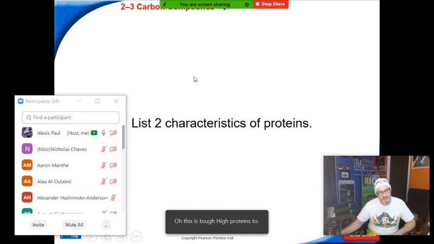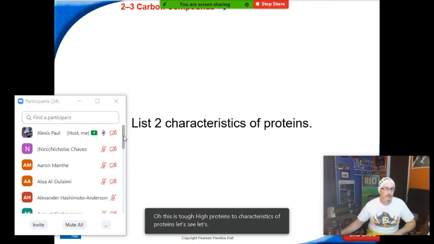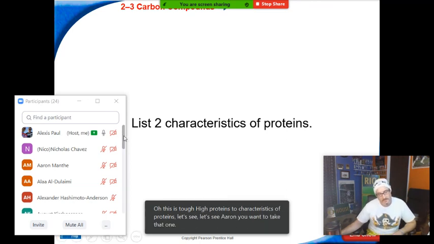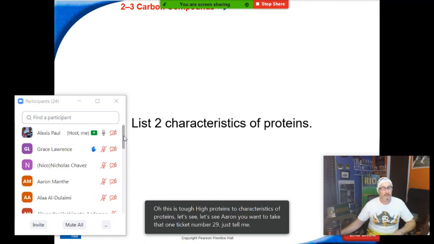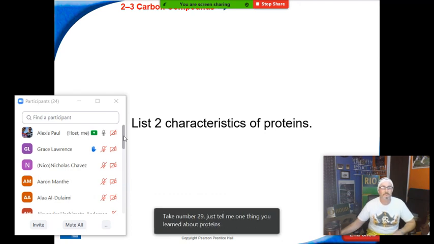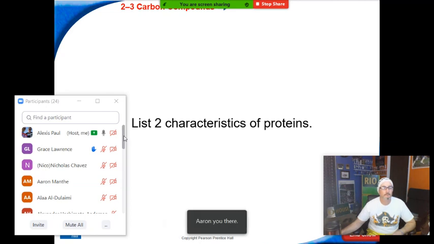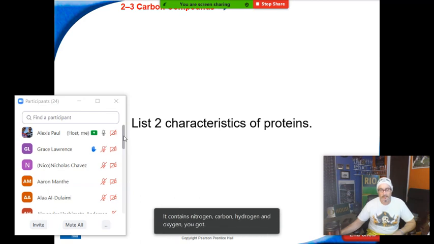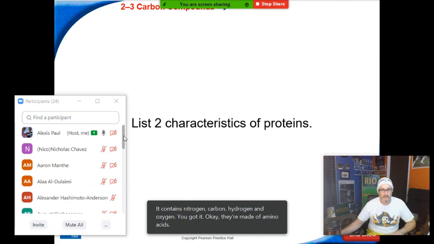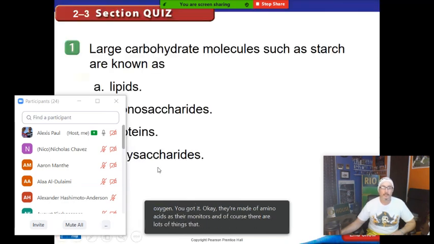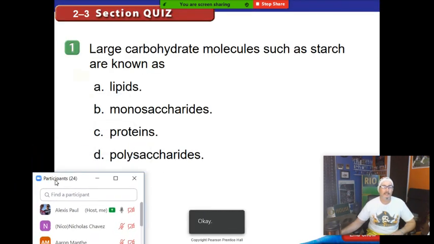Proteins. Two characteristics of proteins. Aaron, you want to take that one? Take number 29. Just tell me one thing you learned about proteins. Aaron, you there? Painful. Grace, go. It contains nitrogen, carbon, hydrogen, and oxygen. You got it. Okay. They're made of amino acids as their monomers. And of course, there are lots of things that they do for the body. We're moving on.